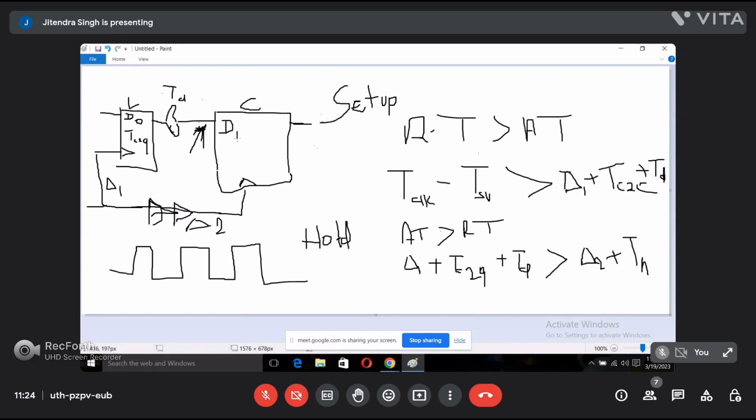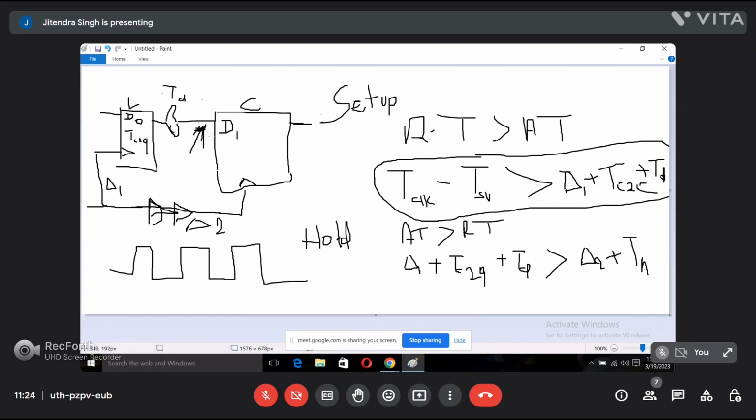First tell me the data path and required path on this particular reg to reg. AT and RT, tell me now. Data path and clock path. I explained, I wrote this equation. No, I'm not asking about the equation. In this particular circuit diagram that you drew, just tell me.